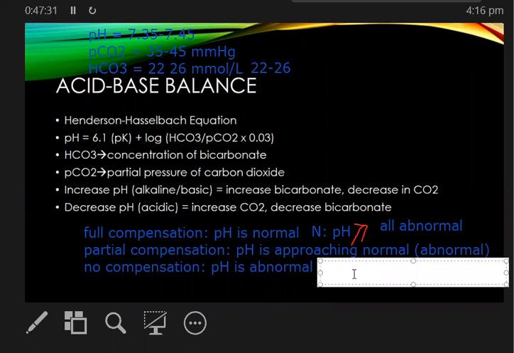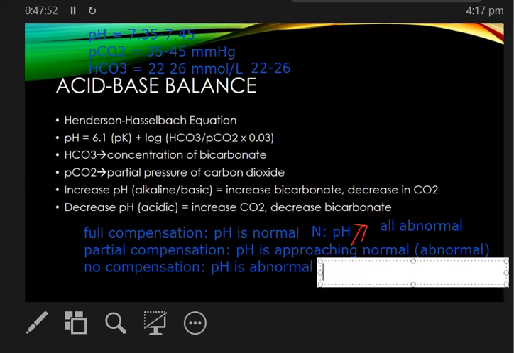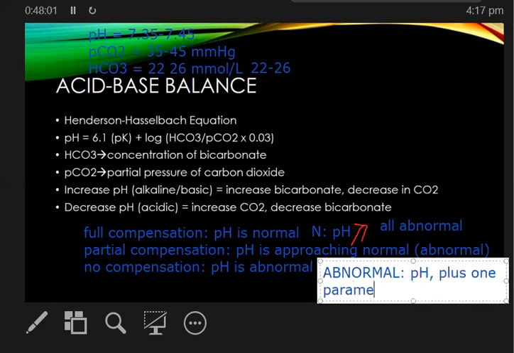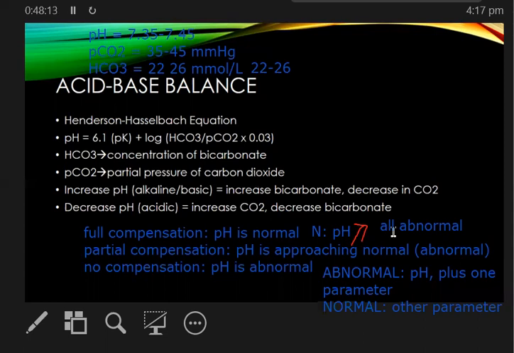So in the case when there is no compensation at all, pH is abnormal. Mas maganda pag ang abnormal would be your pH plus one parameter. The other parameter is normal. So say for example, if it is a respiratory acidosis, then of course, as expected, the partial pressure of your carbon dioxide would be abnormal. But since there is still no compensation, then the concentration of your bicarbonate will remain normal. So ganun lang po.